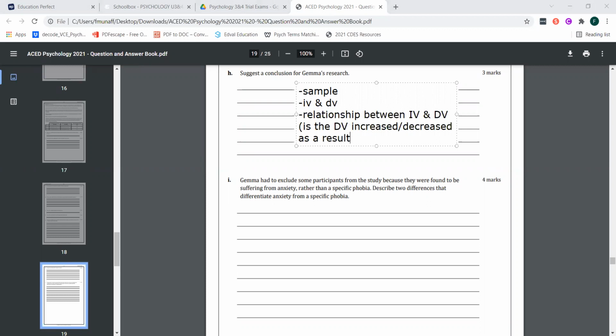Okay. When you're writing your conclusions, if you word it in such a way like this, there's no way you can't get the 3 marks, because that's how they mark the IV and DV. They first look at, okay, does this person have a sample? Does this person include the IV and DV? Does this person include the relationship? That's where the 3 marks come from.